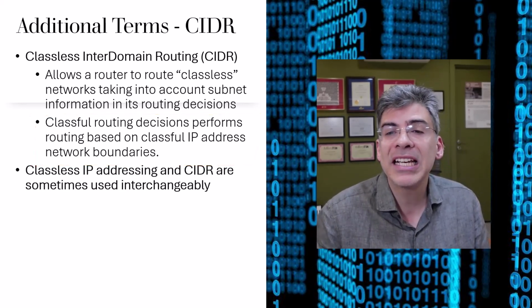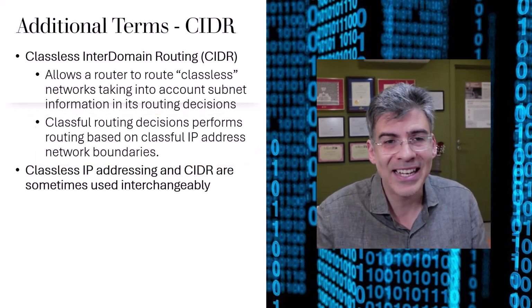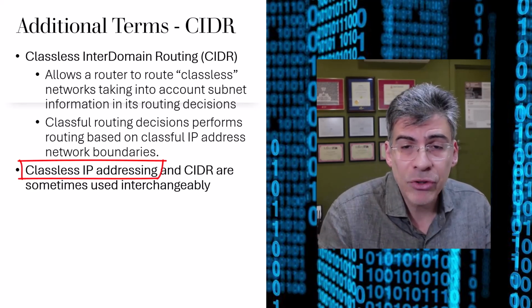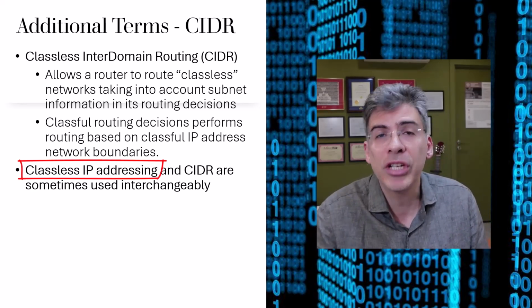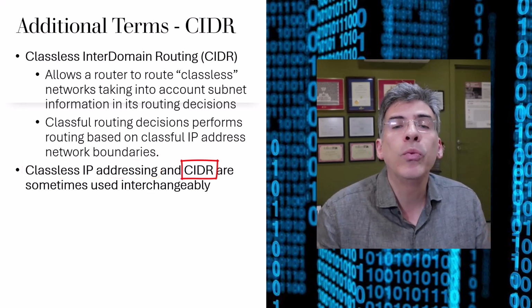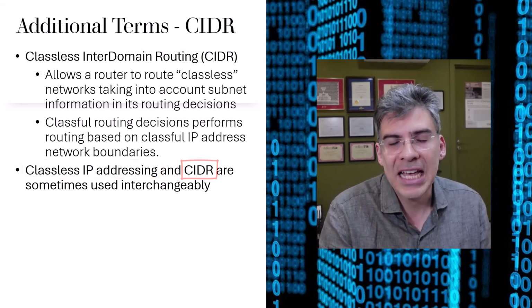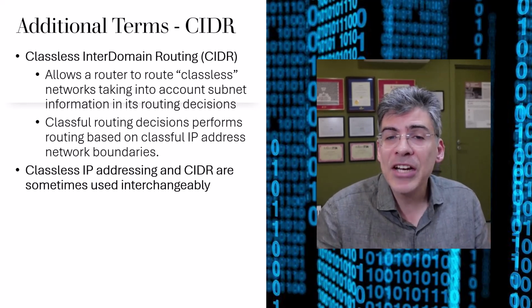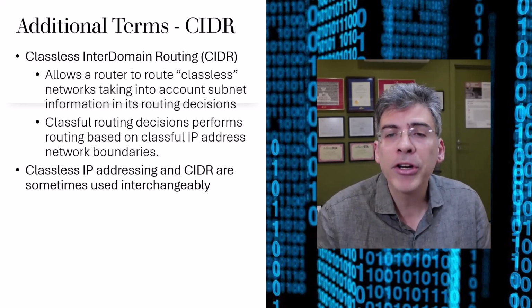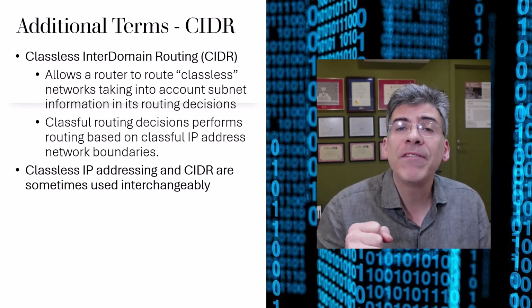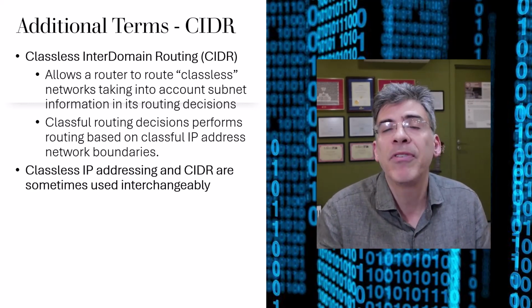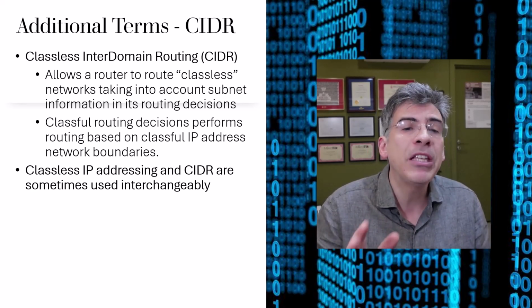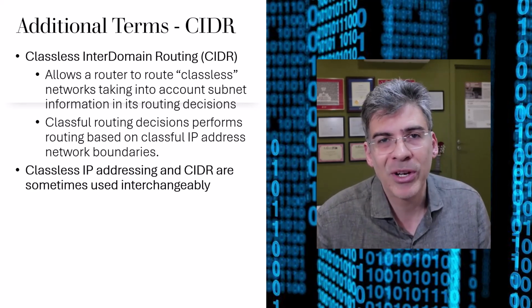Classless IP addressing is sometimes referred to as CIDR, although they're not exactly the same. Classless IP addressing has to do with address allocation, while CIDR has to do with the routing of these classless addresses. Now, it's important to note that classless addressing is used for all modern IPv4 networks to more efficiently use the address space provided. Classful addressing, although important to understand, should never be used in modern production networks.